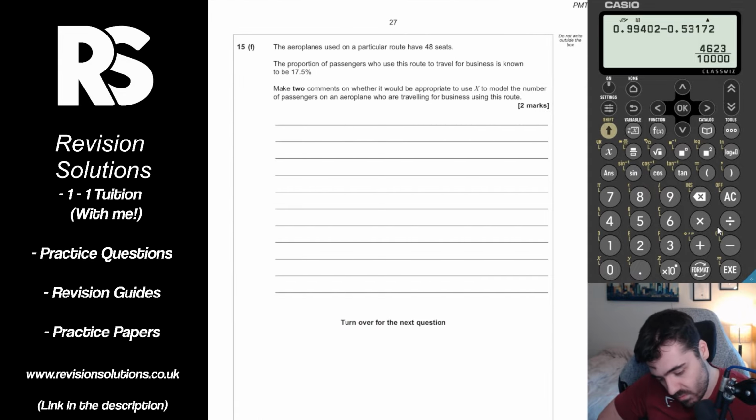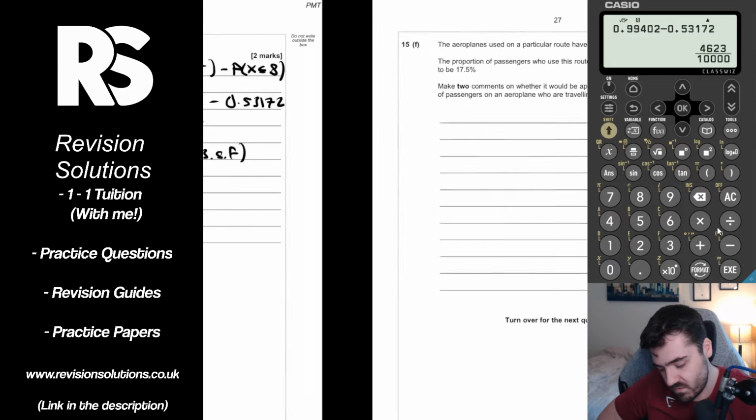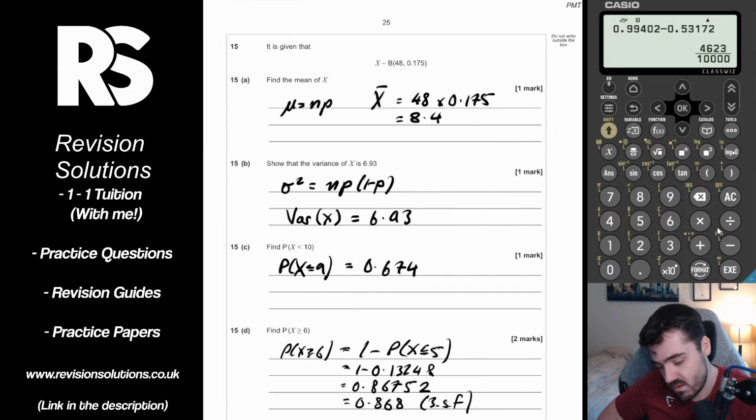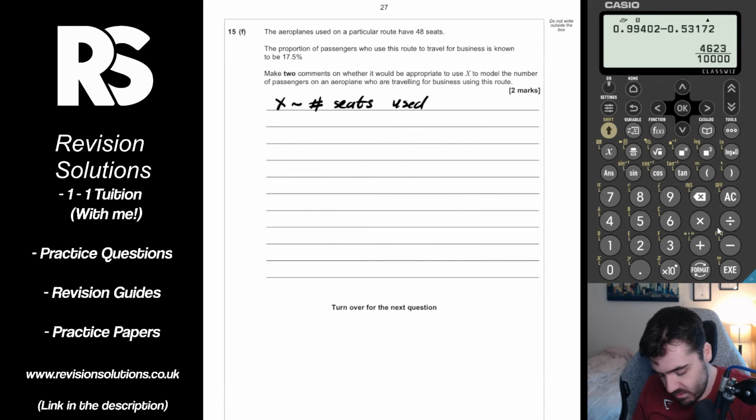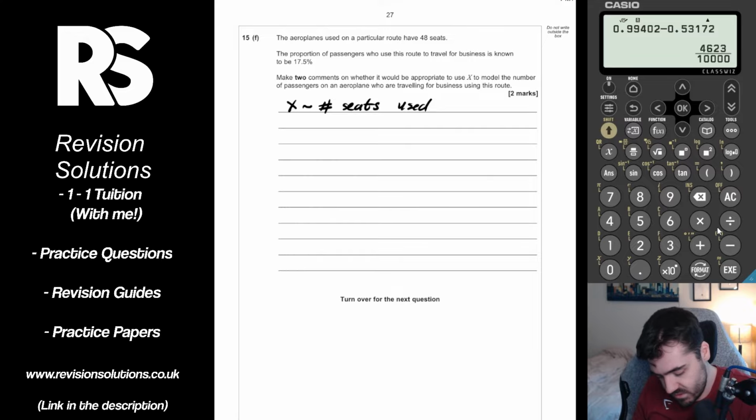And we've got one more bit, I think. Yeah, one more bit. So the aeroplanes used on a particular route have 48 seats. The proportion of passengers who use this route to travel for business is known to be 17.5%. You'll recognize those are the same numbers we had before. So basically X is the number of seats used. I recommend you follow this process whenever you're modeling. Make sure you're clear on what you're modeling, what you're counting, and then it's the same binomial we had before.